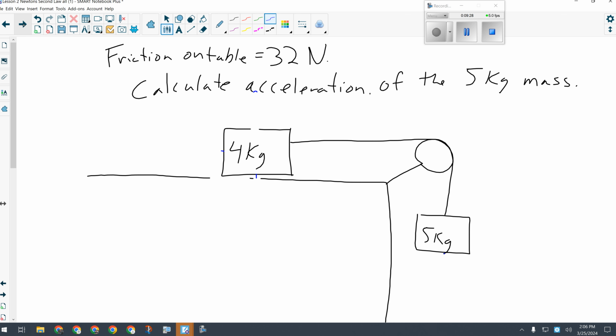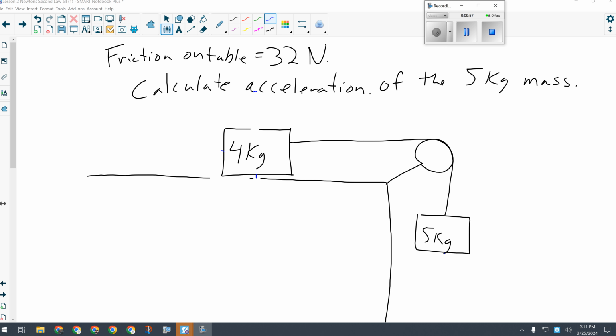Let's see what you remember from last week. So I've got this situation. A 5 kilogram mass is hung over the pulley. It's attached to a 4 kilogram mass that is on a table where there is 32 newtons worth of friction acting against the 4 kilogram mass. I want the acceleration of the 5 kilogram mass.